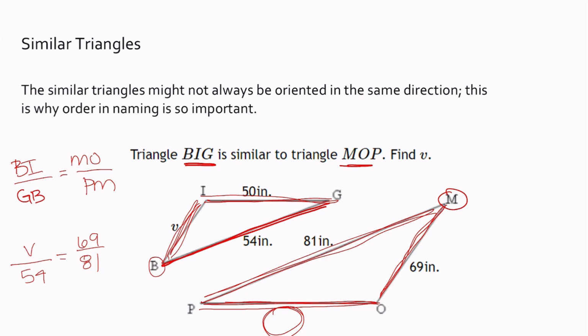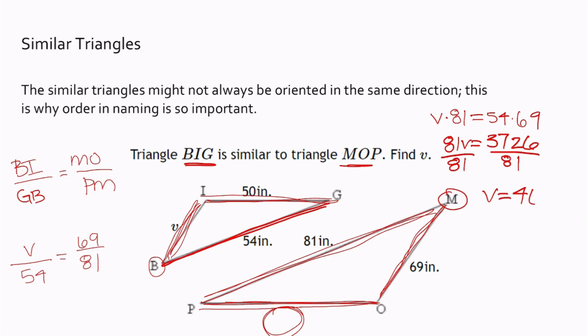And from here, I can cross multiply, where I have V times 81 equals 54 times 69. So I have 81V equals 3,726. I'm going to divide both sides by 81, and I get that V equals 46. So this line here, the length is 46 inches.